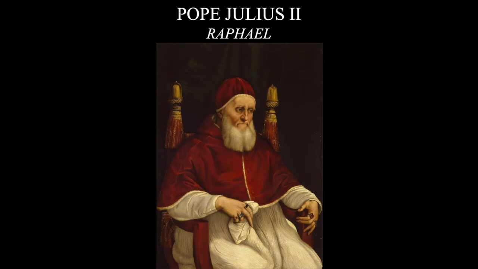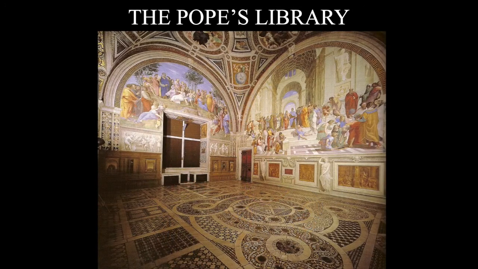This is Raphael's painting of Pope Julius II. And Pope Julius II was responsible for bringing Michelangelo to paint the Sistine ceiling. He also did a major reconstruction of St. Peter's Cathedral and also brought Raphael from Florence to the Vatican to paint his personal apartments. This is the library here. These are fresco paintings, and each wall was painted with one of the domains of knowledge.